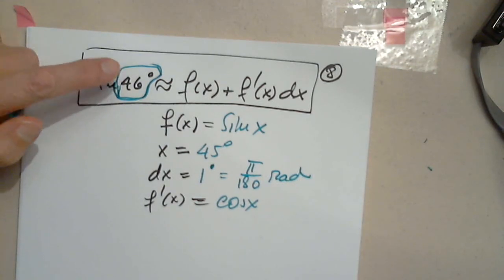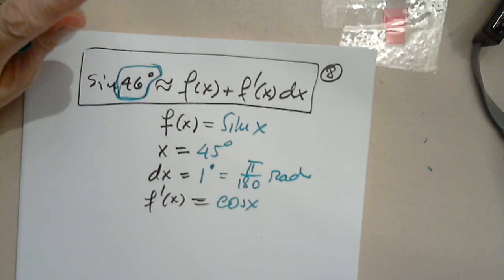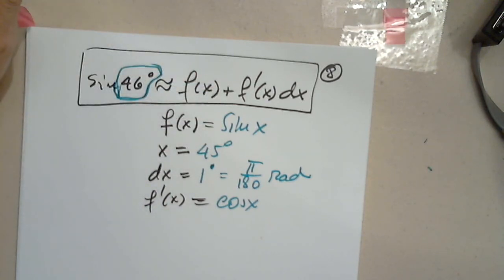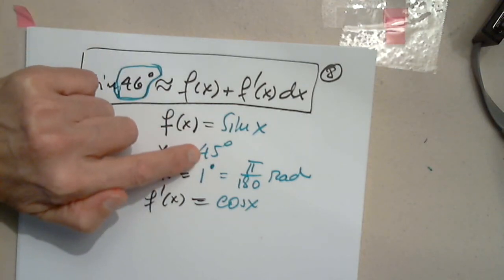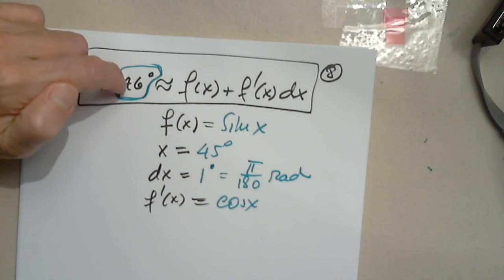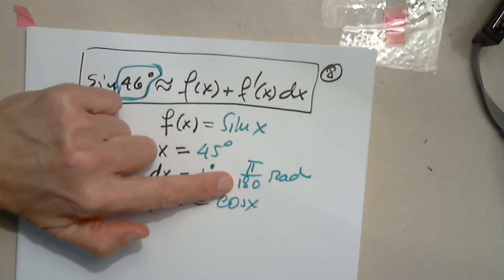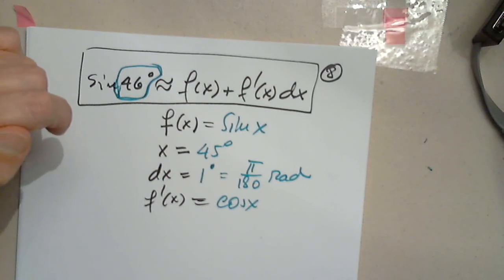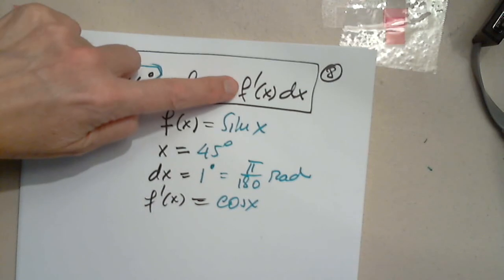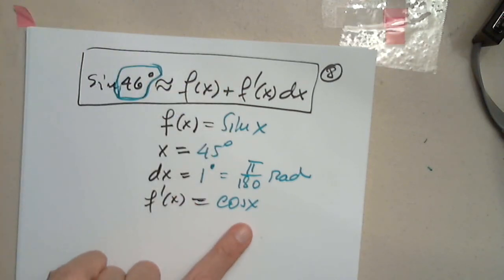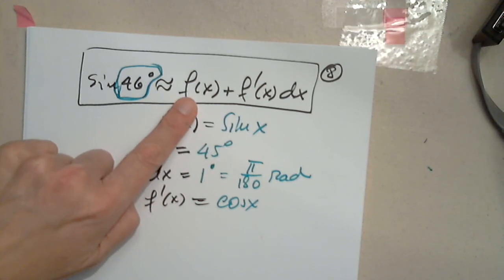So if I had 45 here, I would have put the answer as square root of 2 over 2 and I would be done by now. But this is 46. So there is a minor error from 45 that I know everything about. And the minor error is 1 degree, which in radians is pi over 180. So now I have everything. This is my dx, which is pi over 180. I have f prime, which is cosine of 45, and f of x, which is sine 45.